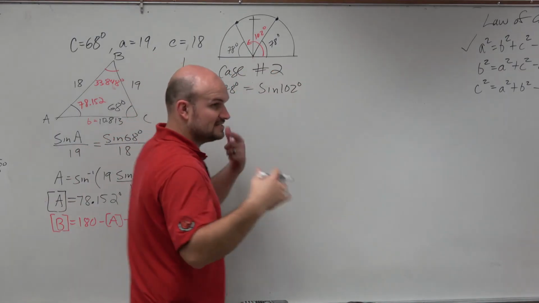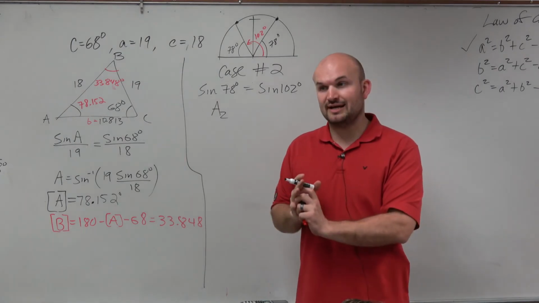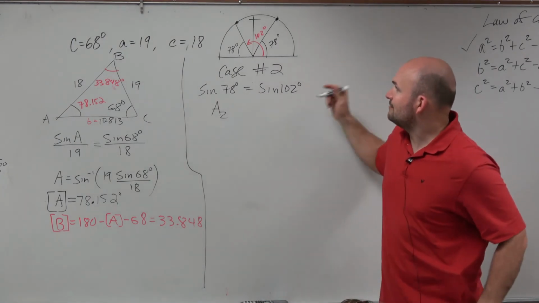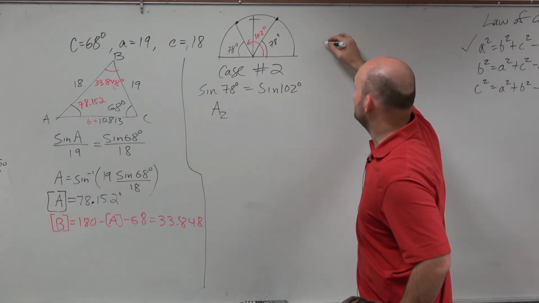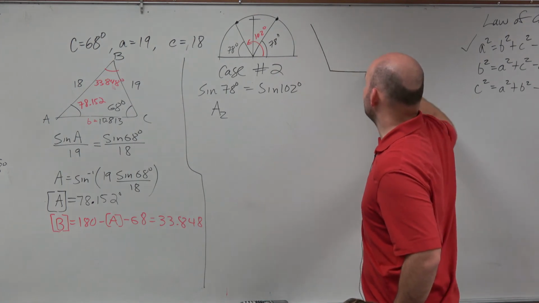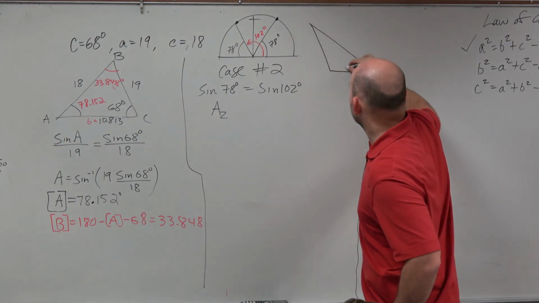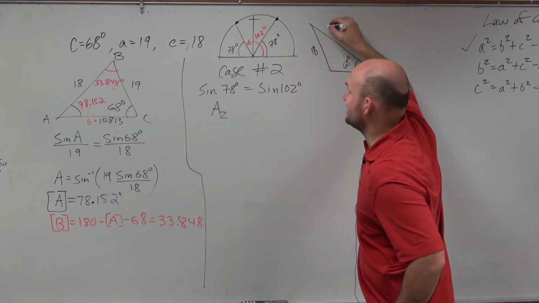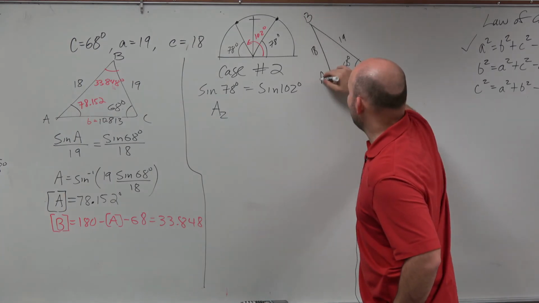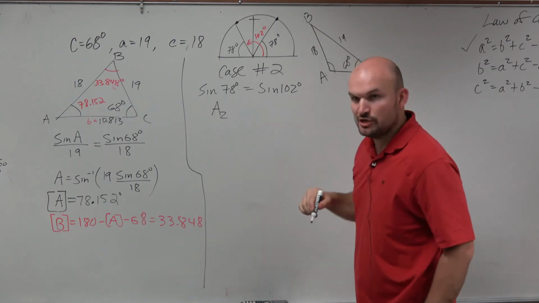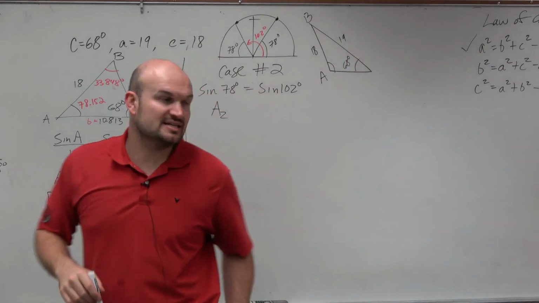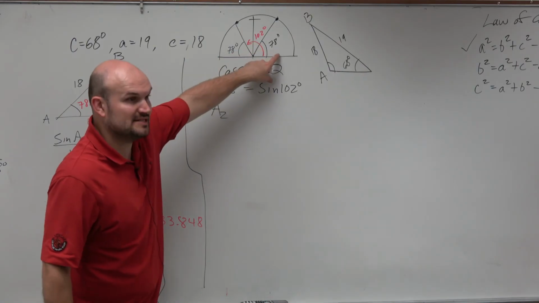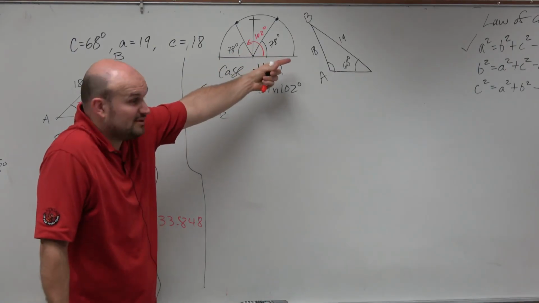So we solved case number 1. Now we're going to work on case number 2. What we mean by case number 2 is we have the exact same triangle. This is still 68 degrees, this is still 19, this is still 18. But A, we're going to say, is now obtuse. Because couldn't A be obtuse as well as acute? It could, and let's see what it is.